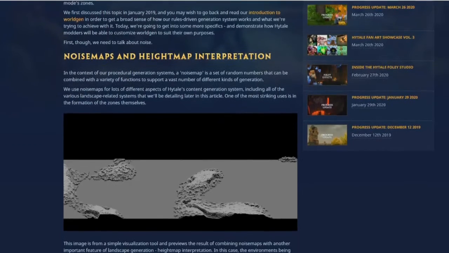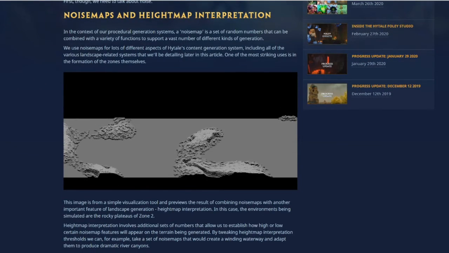So everyone, moving on to noise maps and height map interpretation. They say, in the context of our procedural generation systems, a noise map is a set of random numbers that can be combined with a variety of functions to support a vast number of different kinds of generation. We use noise maps for lots of different aspects of Hytale's content generation system, including all of the various landscape related systems that we'll be detailing later in this article. One of the most striking uses is in the formation of the zones themselves.